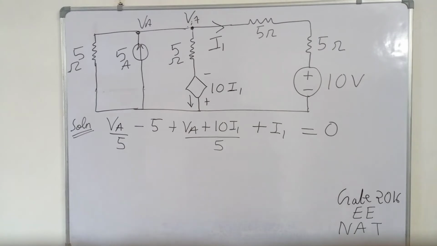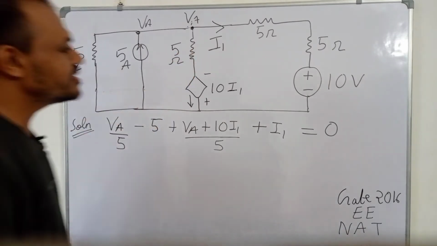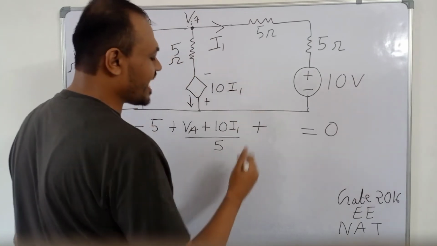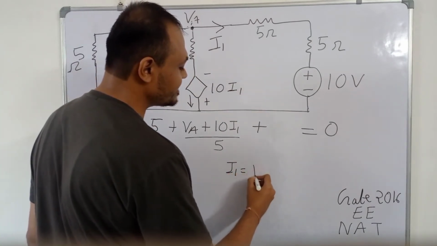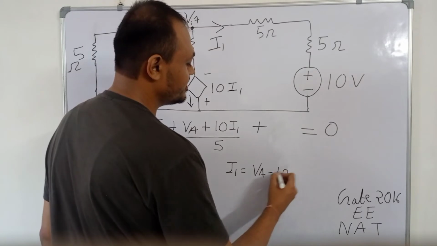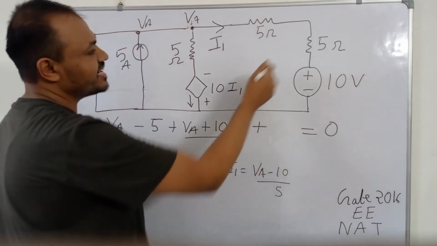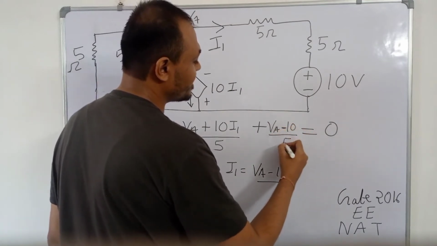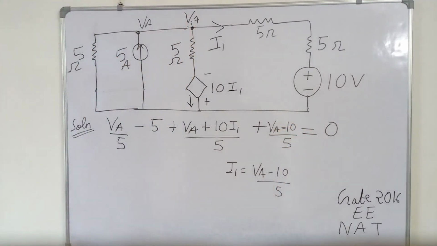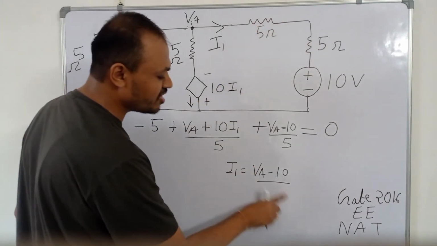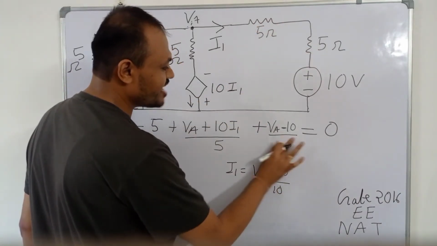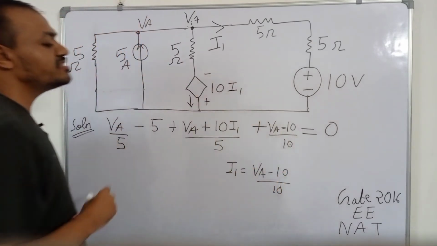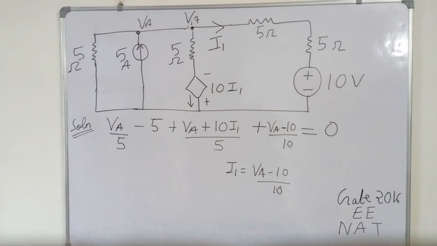And this I1 we can write as VA minus 10 upon 5. Sorry, VA minus 10 upon 10, because there are two 5 ohm resistances. I did not see the second 5 ohm resistance. So I1 is VA minus 10 upon 10, and the equation is equal to 0. So this is the equation.